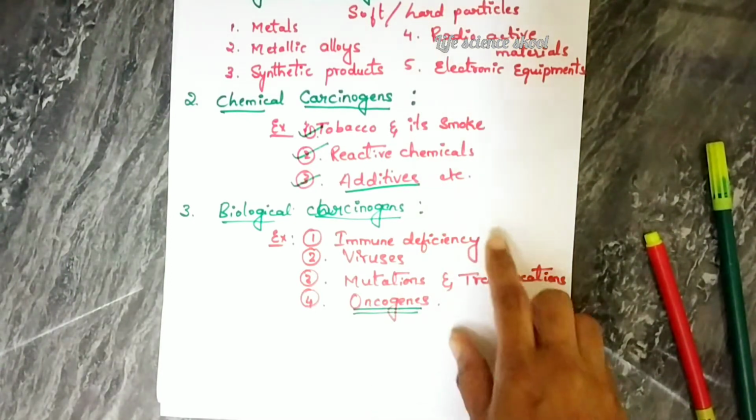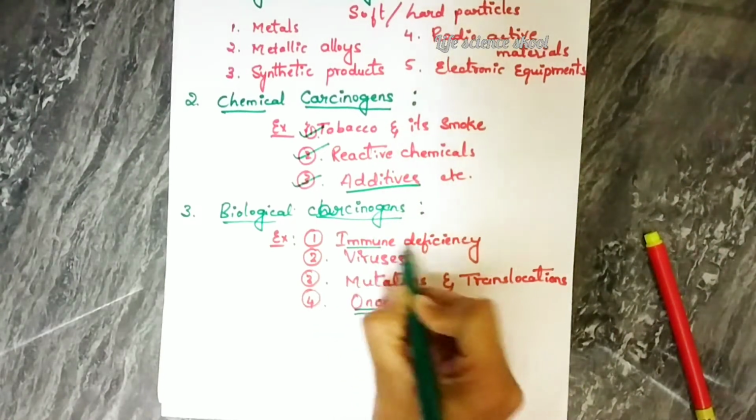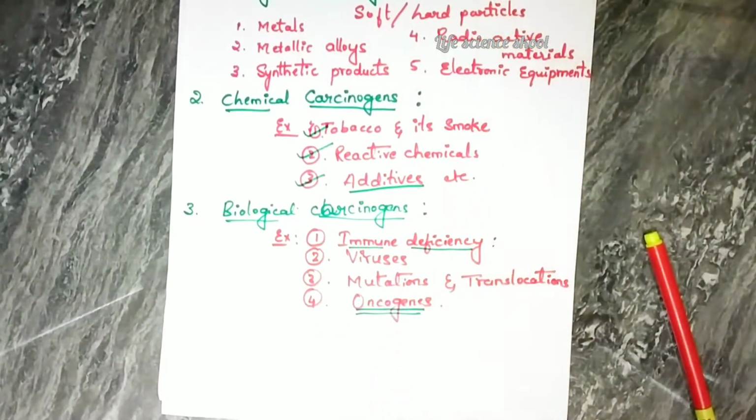Now I will continue with the first one, immune deficiency. See, we should have a strong immune system, that is the first thing. We faced the corona time. That time we used to say that building a strong immune system is very important, right? Not only for that, in our daily life we should work on building a good immune system.